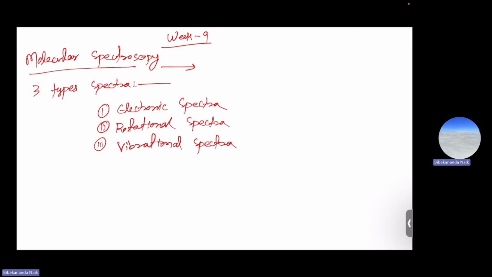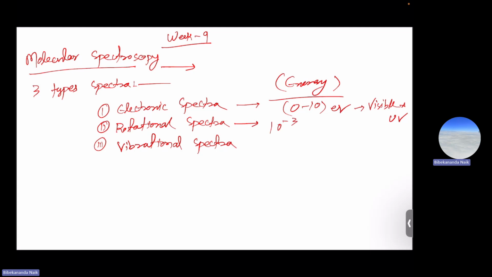Now, depending upon the order of energy, we can also correlate the different spectra. If you talk about the energy order, in the case of electronic spectra it is in terms of eV, a few eV, 0 to 10 eV. Like we discussed for the hydrogen atom, the ground state energy is 13.6 eV. So the spectra are of the order of electronic volts, and they lie in the visible and ultraviolet region. Similarly, for rotational spectra, the energy is of the order of 10 to the power minus 3 electron volts.